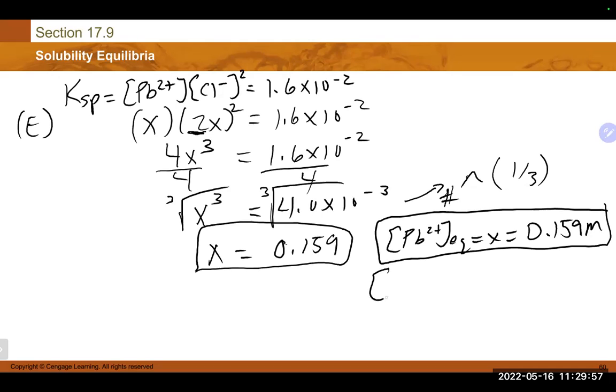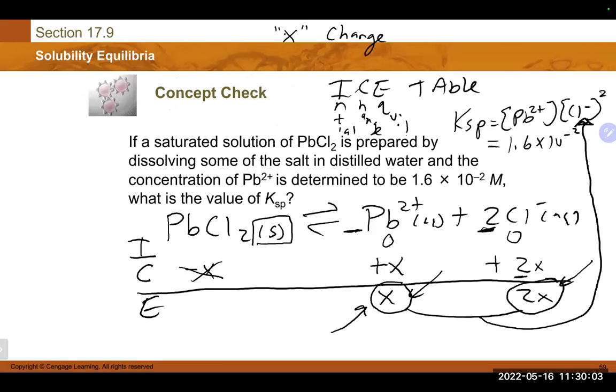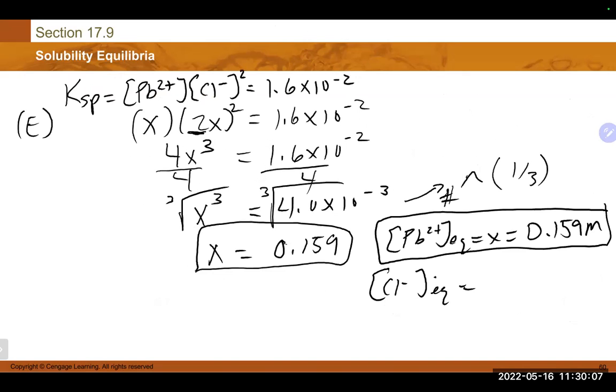If I wanted the concentration of Cl minus at equilibrium, I could go back to my table and I see that at equilibrium it is equal to 2 times x. So we would take 2 times x, which would give us 2 times 0.159. And that would get us 0.318 molar for our chloride.